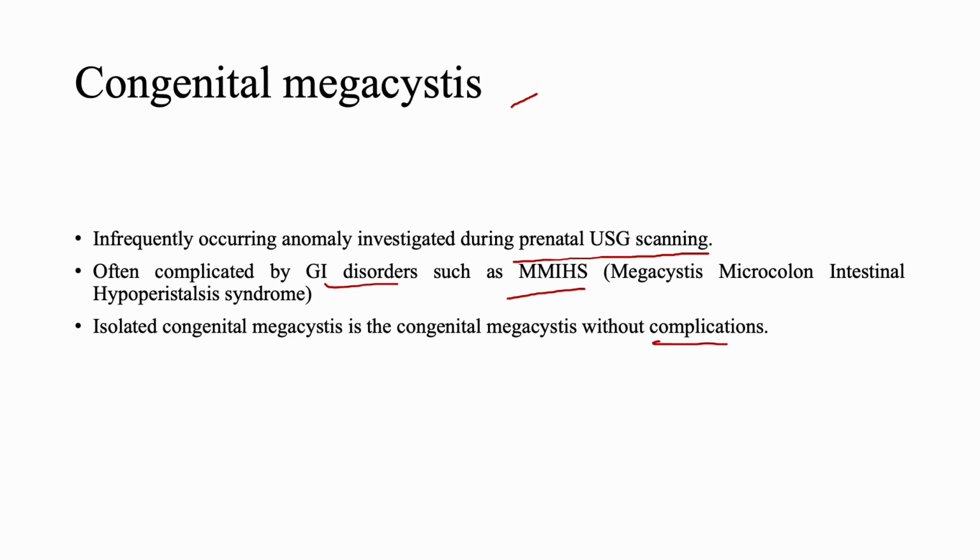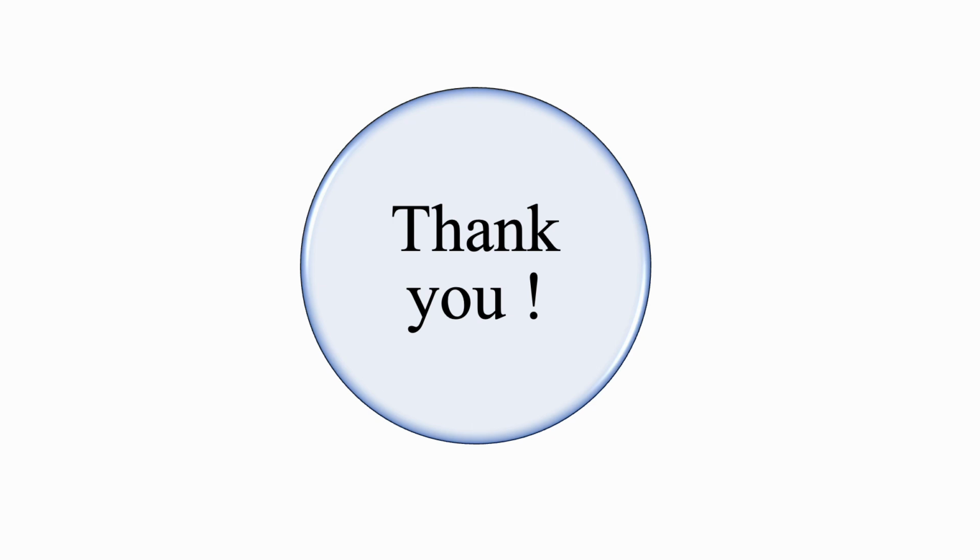It is a very rare entity, the congenital megacystis. Most commonly, the congenital anomalies of the urinary bladder that we find are bladder exstrophy and the persistent urachus. This is all about the congenital anomalies of the urinary bladder.